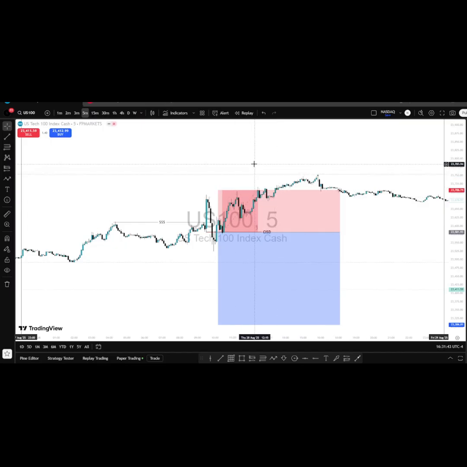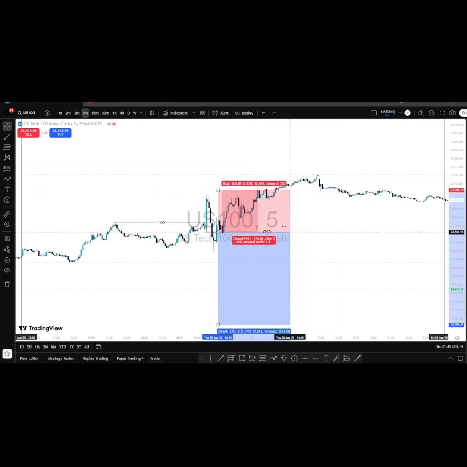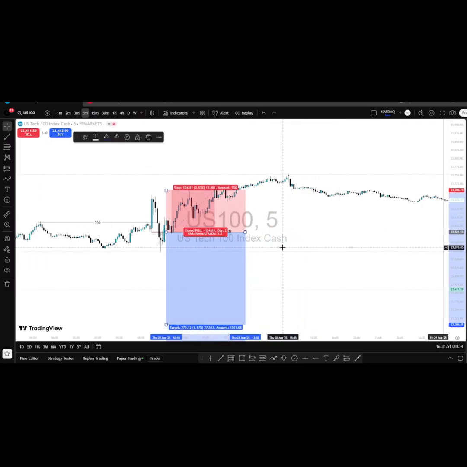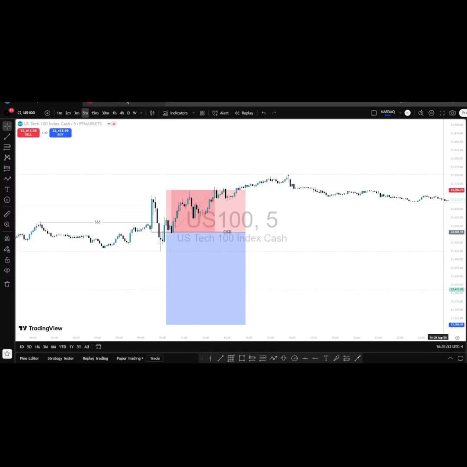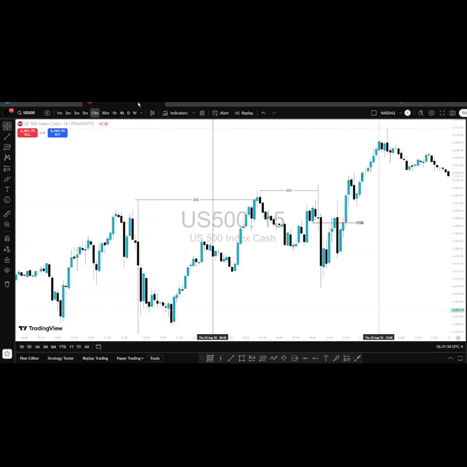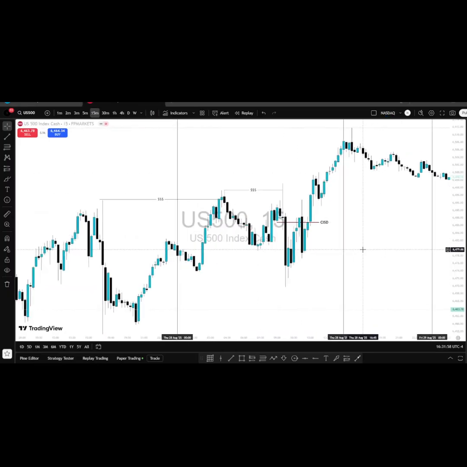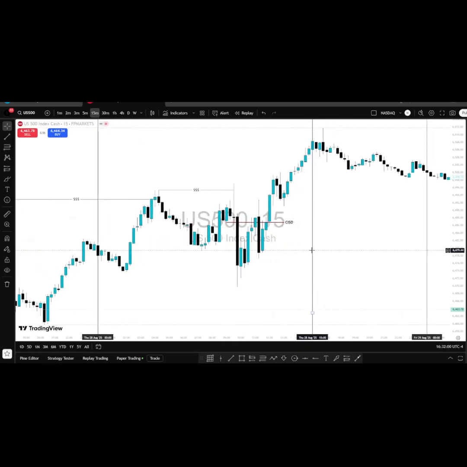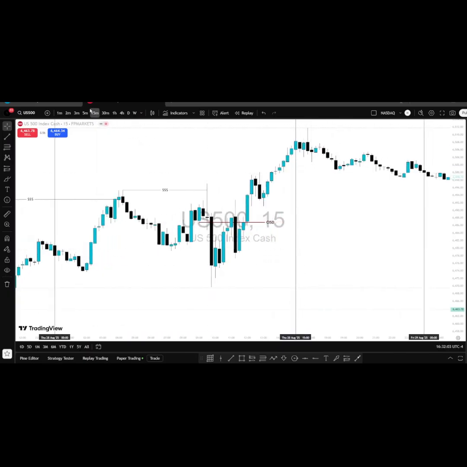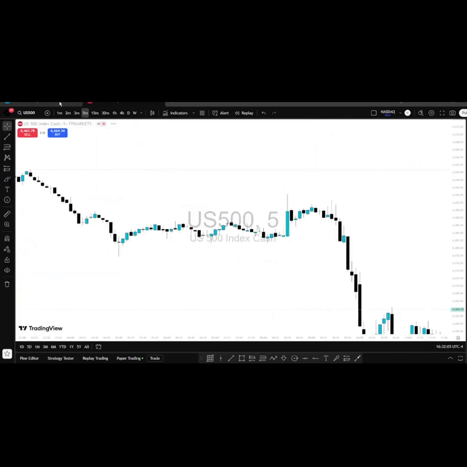I was stopped out at 12. At 12, okay, I was stopped out, and then in the PM session I tried to add another position on US 500.